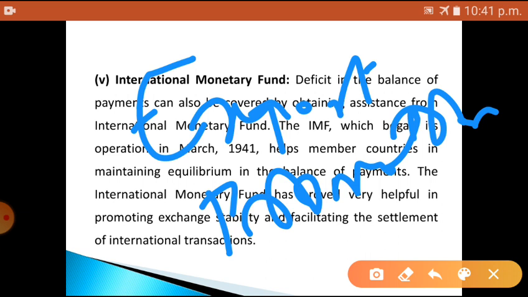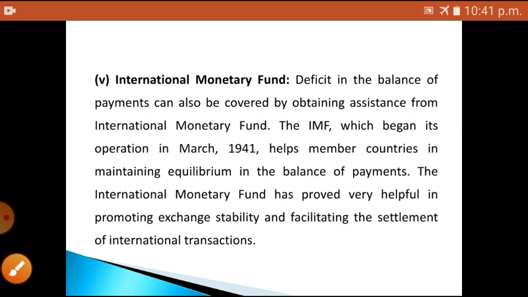Okay, next is reducing inflation. Inflation means a continuous rise in prices. We should reduce inflation, which means we should discourage imports and encourage exports. Therefore, the government should check inflation and oil prices in the country. So these are some methods to control a disequilibrium in the balance of payment.